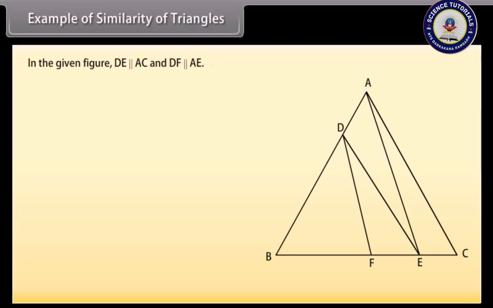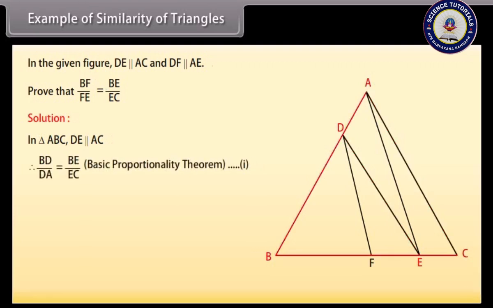Example of similarity of triangles. In the given figure, DE is parallel to AC and DF is parallel to AE. Prove that BF/FE = BE/EC. Solution. In triangle ABC, DE is parallel to AC. Therefore, BD/DA = BE/EC by basic proportionality theorem.